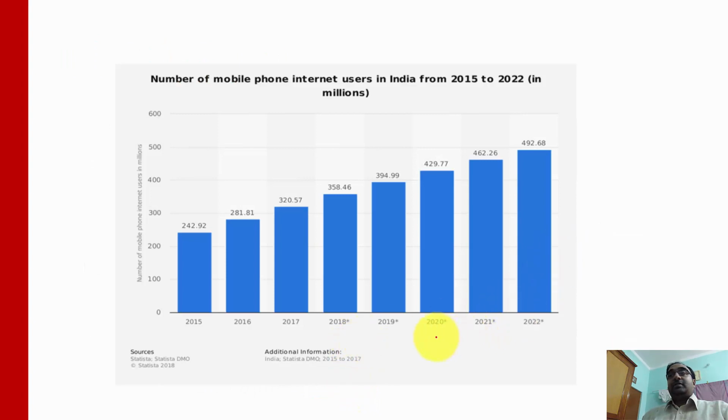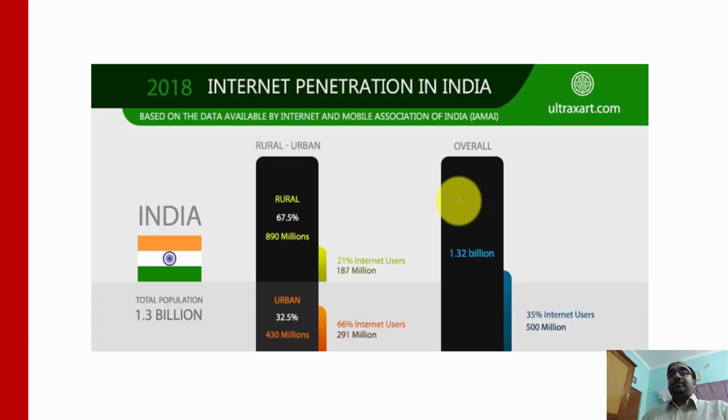And this is an interesting statistic. You can see the number of mobile phone internet users in India from 2015 to 2022. You can see there is a gradual increase in the number of mobile internet users.